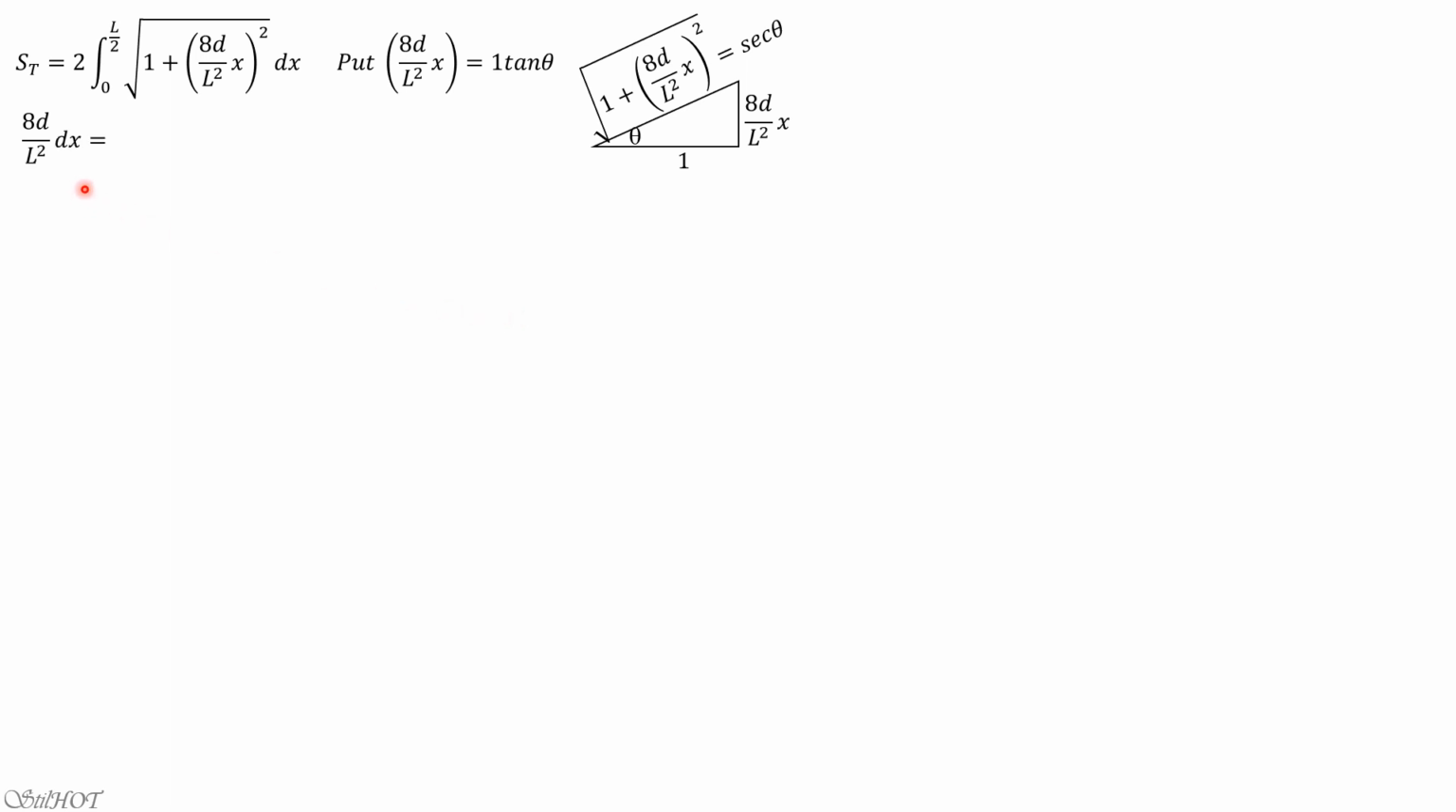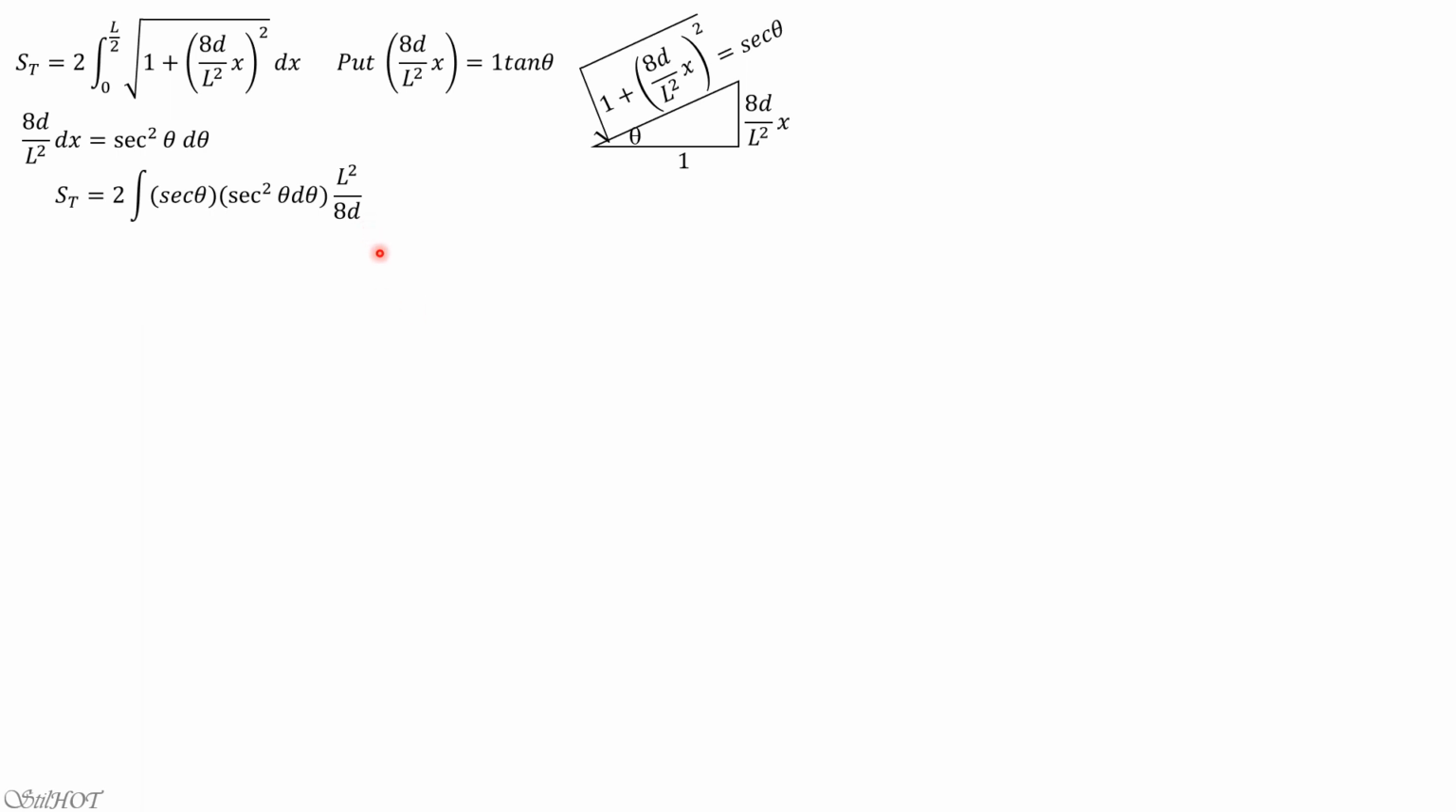So 8b over L squared dx equals secant squared of theta d theta, from the differential of this equation here. So dx, therefore, is L squared over 8b times secant squared theta d theta. So in this expression, the total length is 2 times the integral from 0 to L over 2 of the square root of 1 plus 8b over L squared x quantity squared, which is secant theta, while the differential of x is L squared over 8b secant squared theta. This is the differential of x from this equation here.